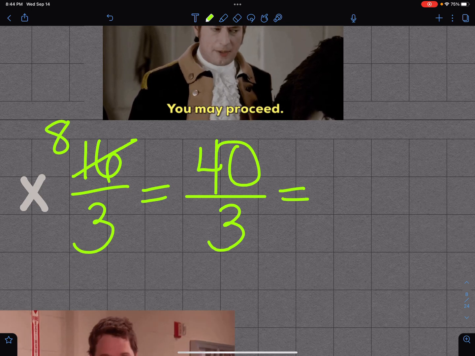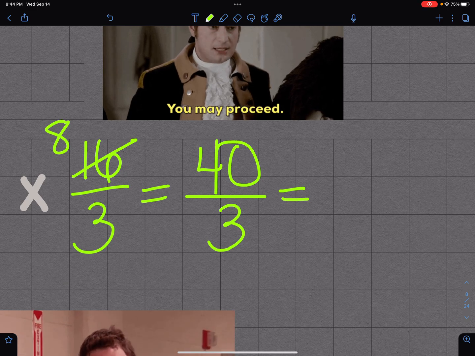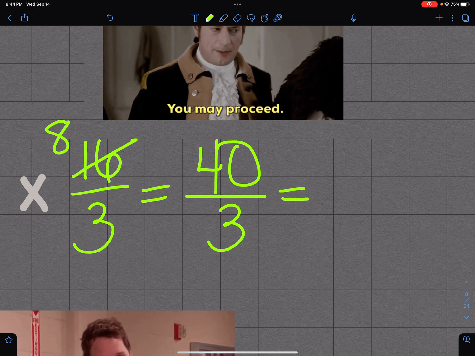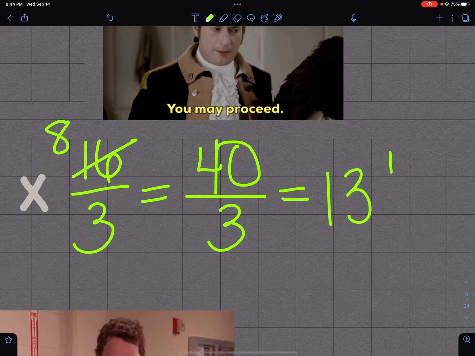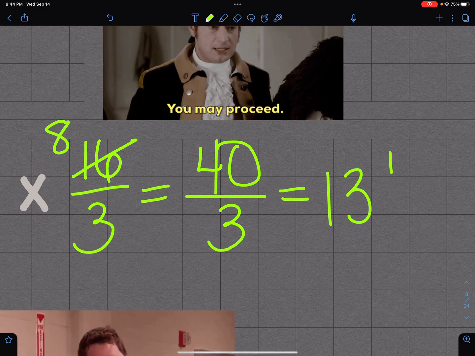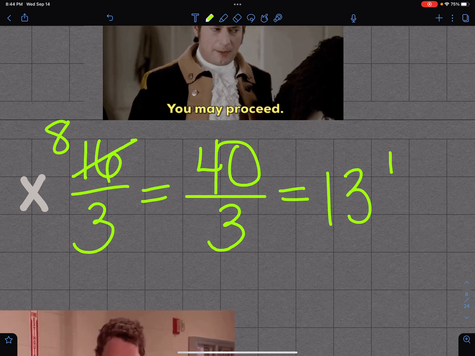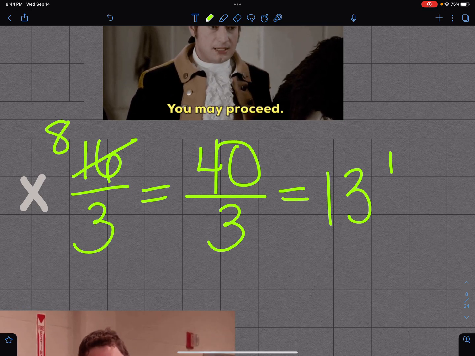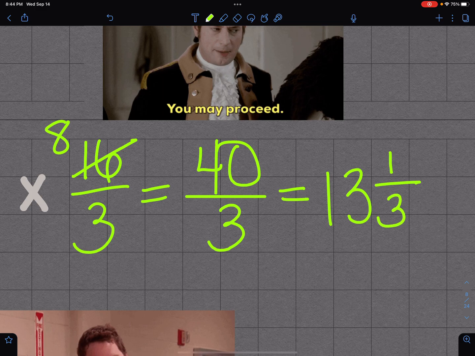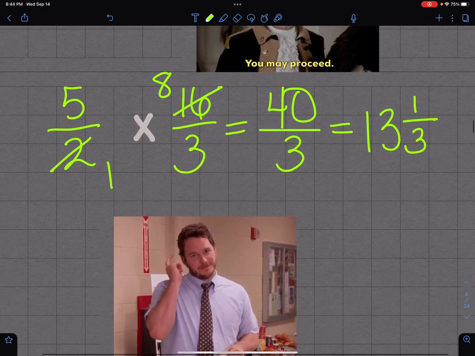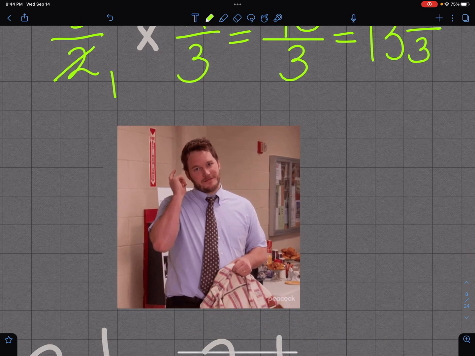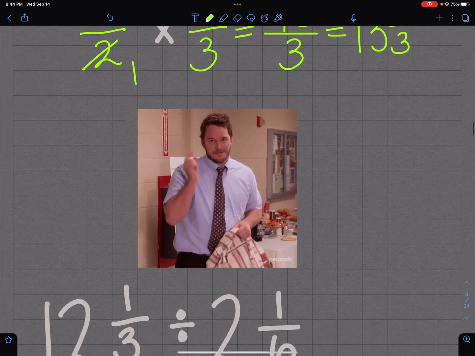So typically we change that to a mixed number. So how many times does 3 go into 40? Turns out it goes into 40 13 times with 1 left over. So 13 times 3 is going to be 39, right? So then there's 1 left over, and keep the denominator the same. So 13 1/3. Okay, we are so smart. We used our brains on that one. Let's do another one.